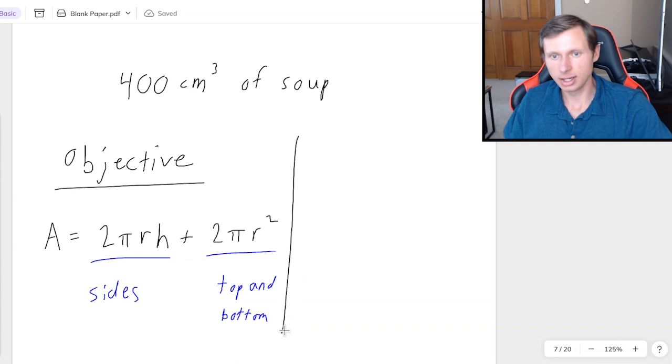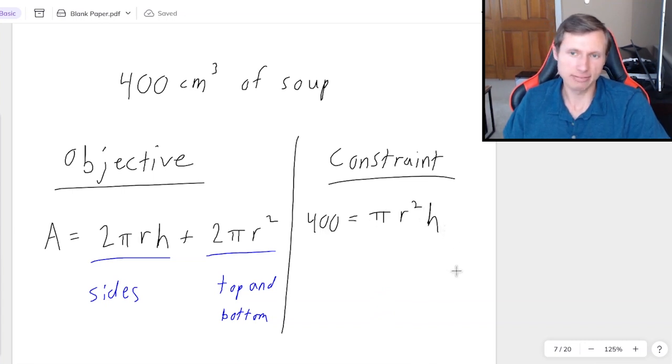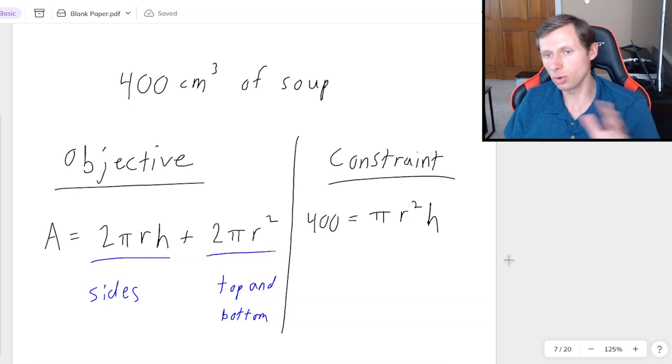And then for the constraint, that's going to be the number, in this case 400, is equal to the volume of this can of soup. Volume of a cylinder is pi r squared times h. And again, you just kind of have to memorize that. So that's it for objective and constraint. The hardest part of the problem is done right here. What we do next is, of course, solve the constraint for one of our variables. Technically, you can do r or h here. I recommend doing h because dealing with r squared would be a nightmare.